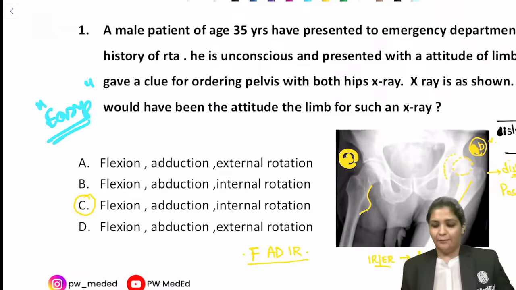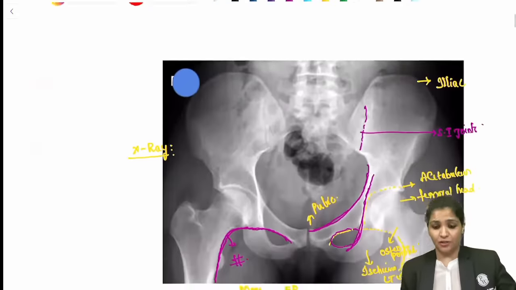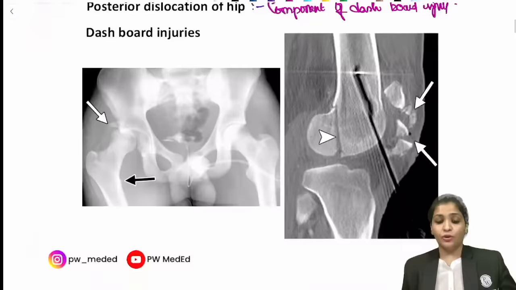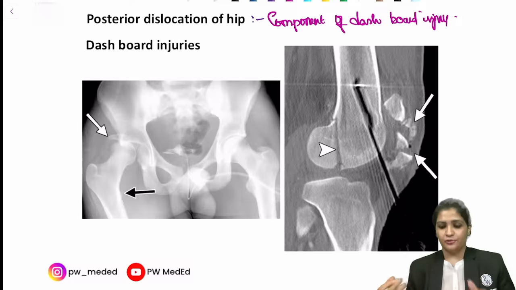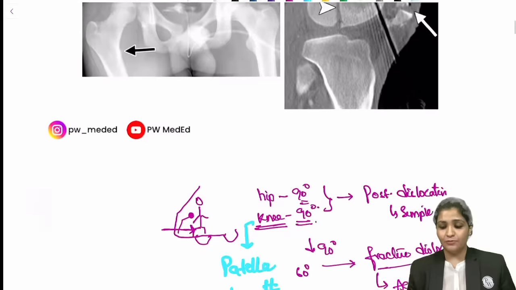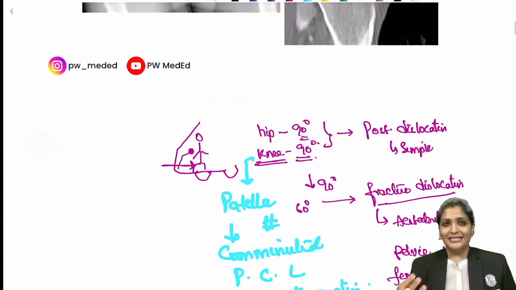Usually you learn this, but the extension of the topic, the posterior dislocation, you should look for further. You have to look for your patella, your knee joint, and the PCL injury. These are all the extension of the posterior dislocation. So any patient who comes with a posterior dislocation should be assessed as follows.